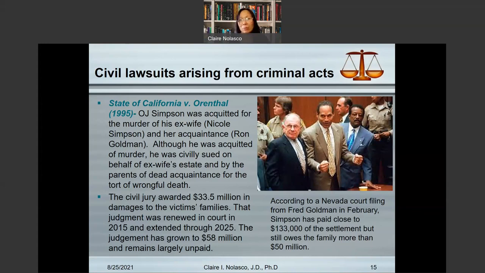So you can see that even if you succeed in a civil case, sometimes it's difficult to actually enforce the decision, especially if the offender is reluctant to pay the damages.